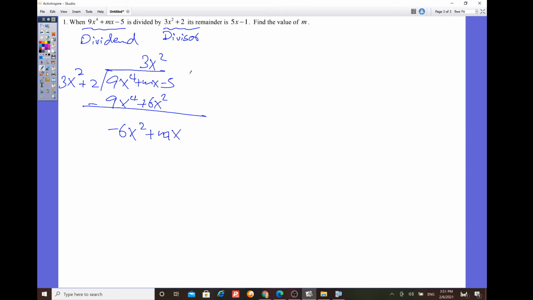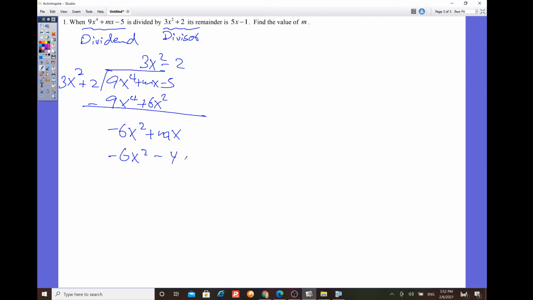And then we want to go through the same process again. So this one, 3x squared. In order to get rid of the negative 6x squared, we need to multiply by negative 2. So negative 2 times 3x squared is negative 6x squared. Negative 2 times 2, negative 4.